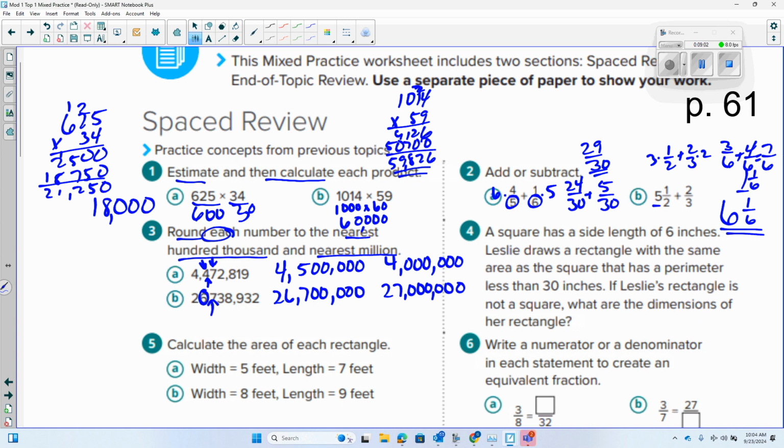Number 4, a square has a. I'm good. I'm good. Sorry. I just had a small panic attack.